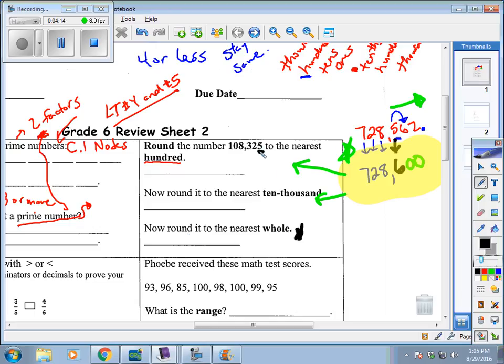Well, this one is already to the nearest whole number. So basically it doesn't change. It's kind of silly. I don't know why we forgot to make that correction from last year, but it's just the answer.